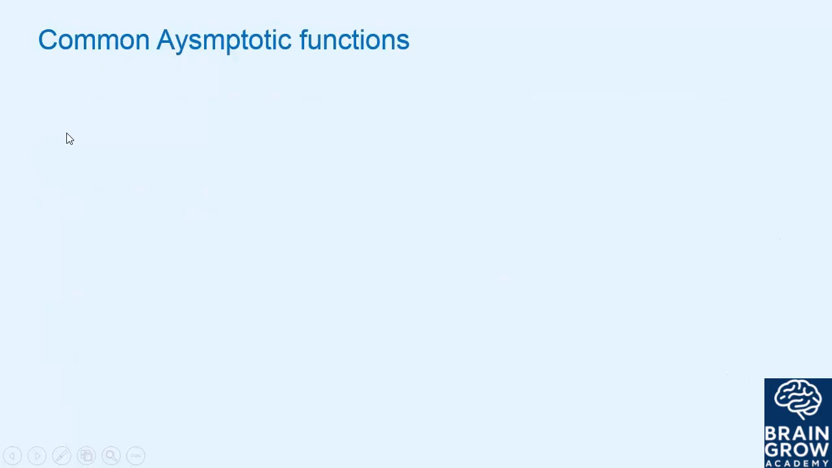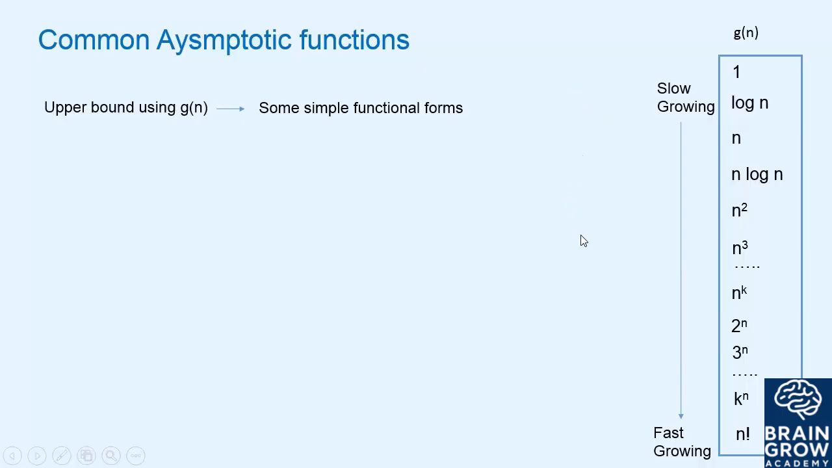We have seen that the rate of growth of a function f is examined by providing an upper bound using the function g. Now for this function g, only some simple functional forms are used. These forms generally contain a single term in n with a coefficient of 1. These are some commonly used functions that are used to provide upper bounds. That is, we'll use these functions in place of function g. These functions are ordered according to their rate of growth in increasing order. So here we have slow growing functions and here down we have faster growing functions.